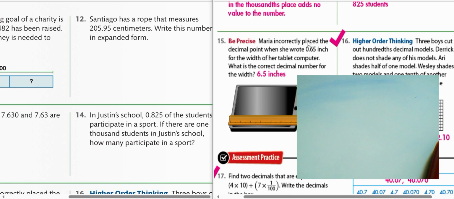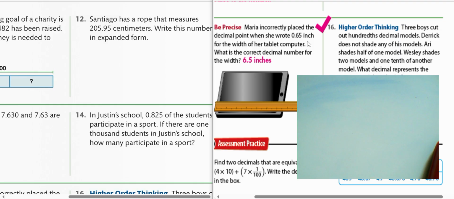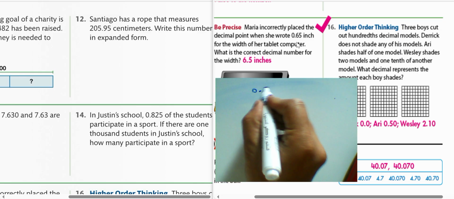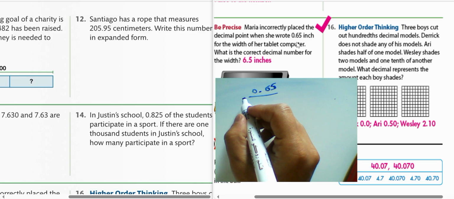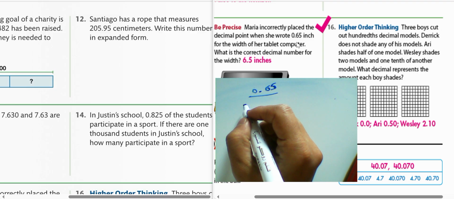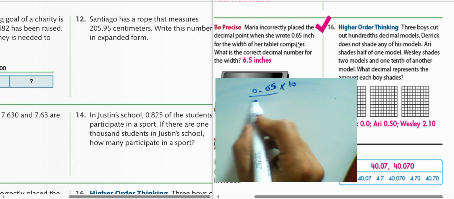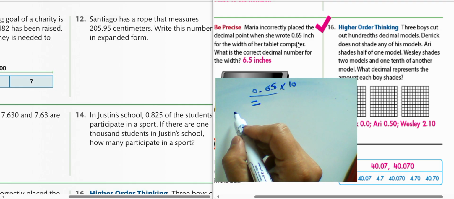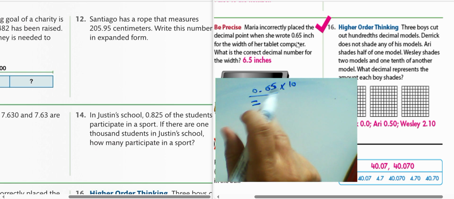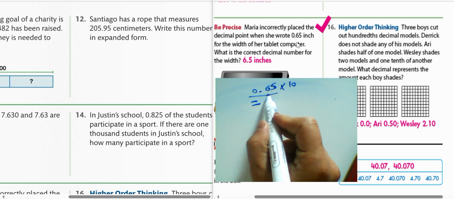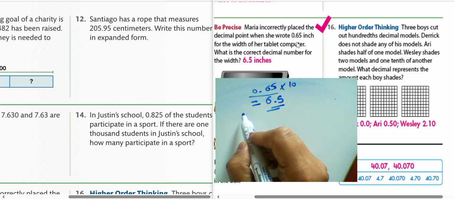Next question, number 15. Maria incorrectly replaced the decimal point when she wrote this number, 65 hundredths for each week. What is the correct decimal number of 6.5? This number is multiplied by 10. We can find the weights by multiplying. This number, 65 hundredths times 10, we must move the decimal point to the right by 1 place. The result will be 6.5.